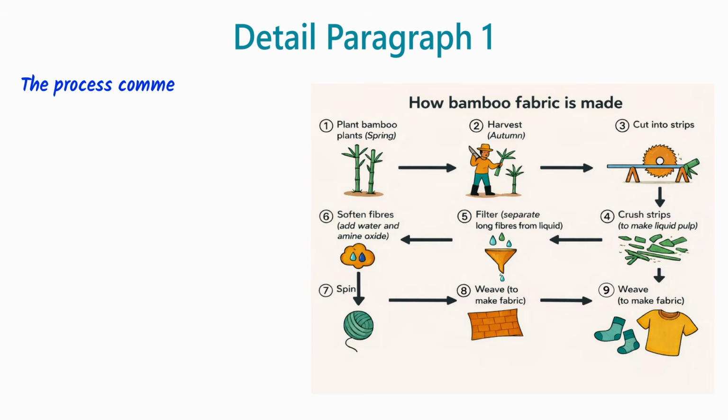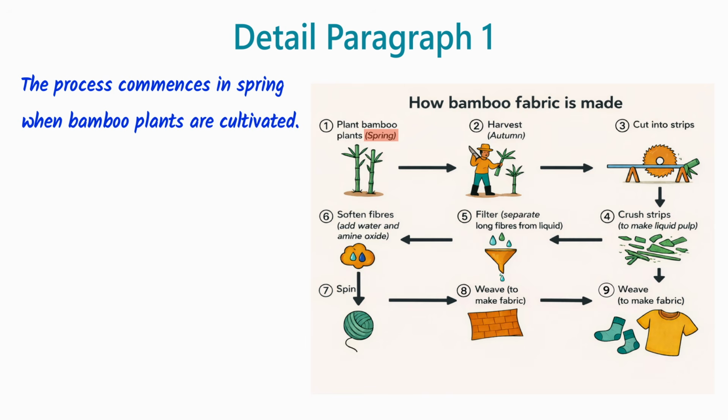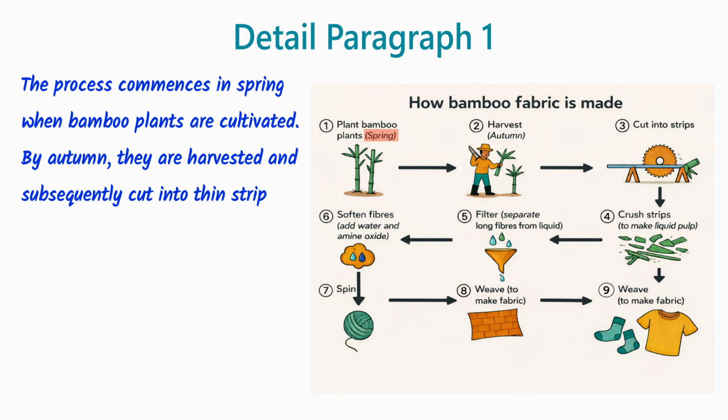The process commences in the spring. The season is very important because it's included here, so when it's included, you have to use that. You have to write about that. The process commences in the spring when bamboo plants are cultivated. All right, that's it. This is the first sentence. We write about the first stage. By autumn, they are harvested and subsequently cut into thin strips. Cut into thin strips. This sentence includes stages 2 and 3.